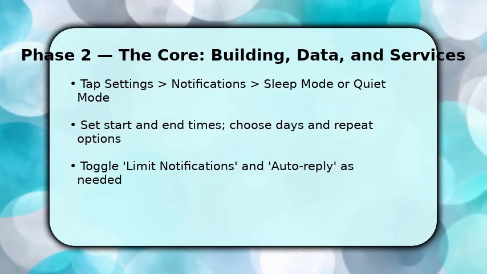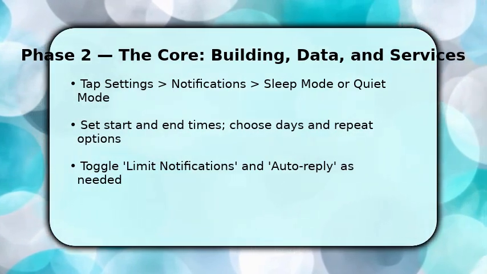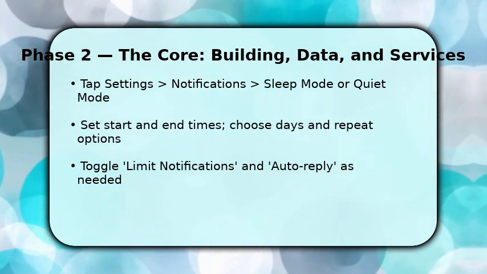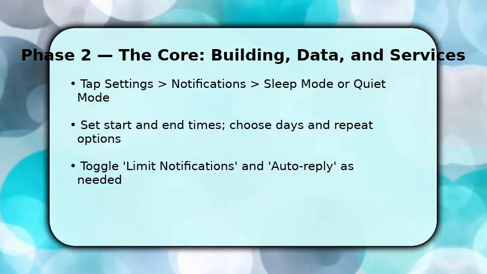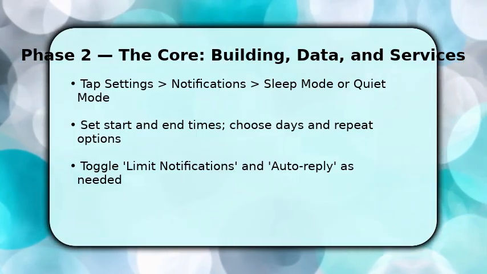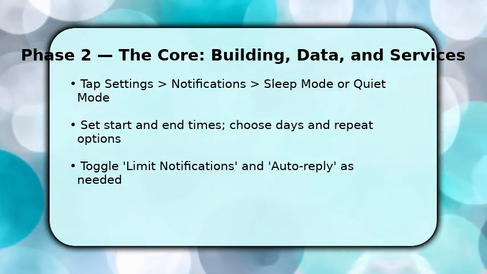Now you'll change the core options that control sleep mode. Tap Settings, then Notifications, and find Sleep Mode or Quiet Mode. The label varies by build. Set your start and end times, choose which days and whether it repeats. This tells Instagram exactly when to limit alerts.